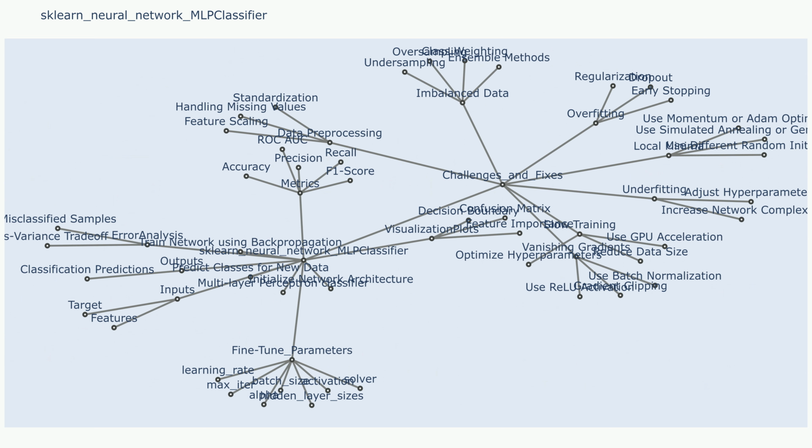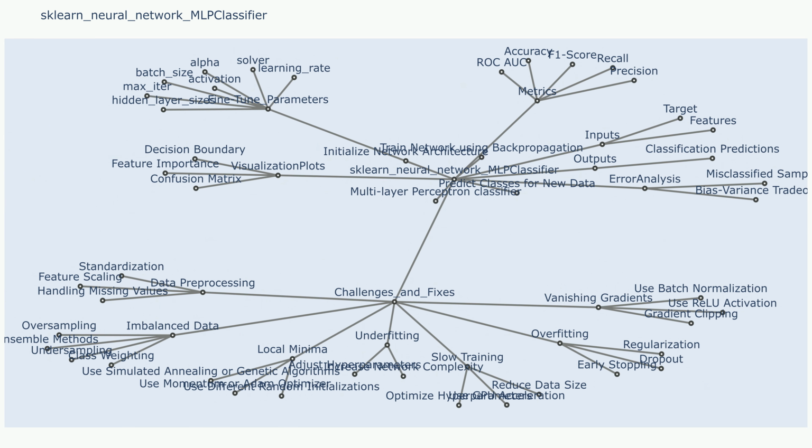Fixes to Challenge 5: use grid search or random search to explore different hyperparameter combinations. Use early stopping to prevent overfitting. Use cross-validation to evaluate the performance of different hyperparameter combinations.